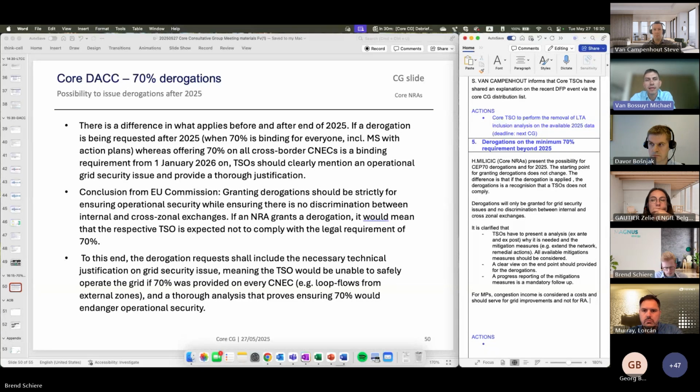I can only repeat this. This is the reason why we're all doing this. Not to build lines for TSOs, not to have you all doing nice projects and studies, but to ensure that we have full market integration in Europe to the benefit of consumers and society who pay for all of this. Thank you.